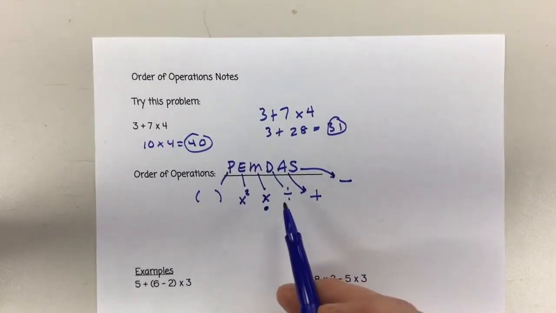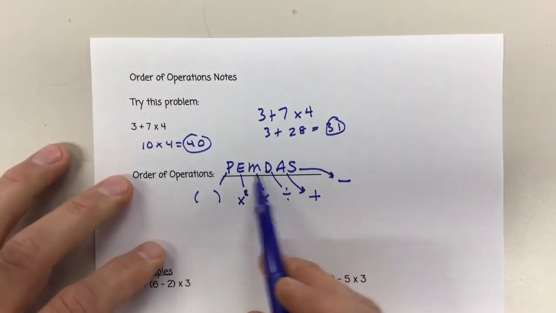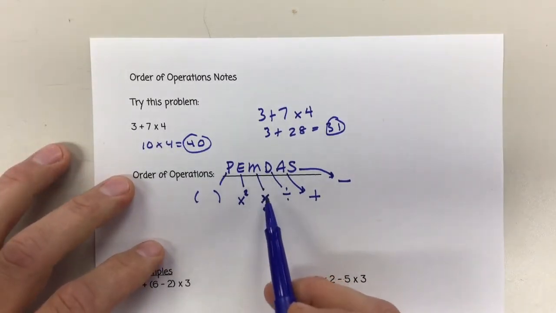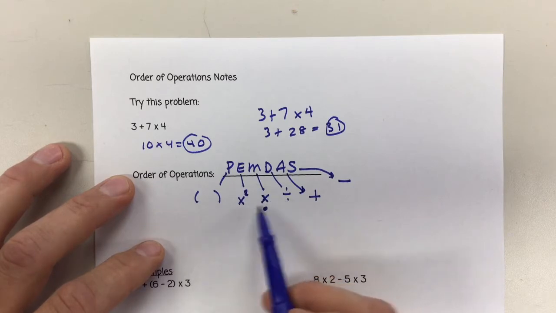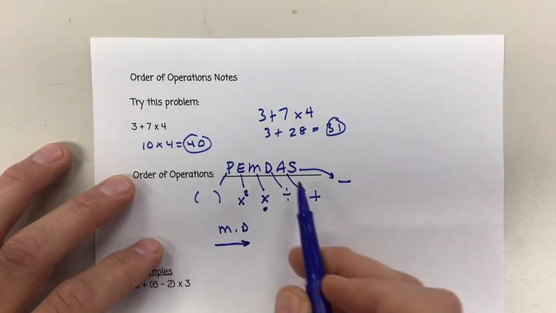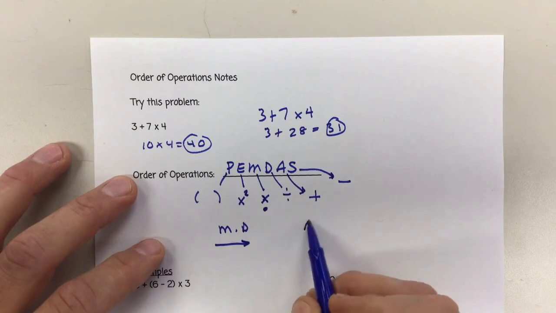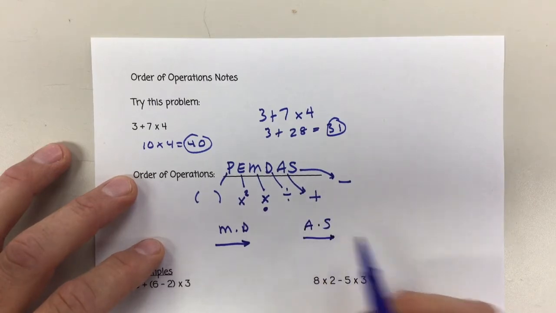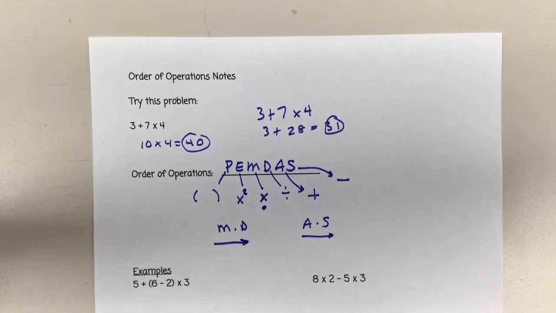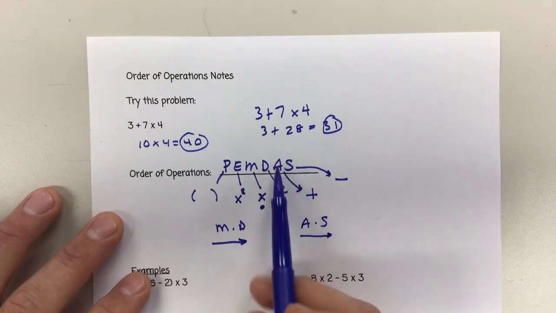Now, there are a couple little disclaimers. If the problem only has multiplication and division in it, then you can just do whatever comes first in the problem and just do it left to right. So if it's just multiplication and division, you just go left to right. The same thing is true with addition and subtraction. If the only thing left in the problem is addition and subtraction, then you can just do addition and subtraction from left to right. But in general, any multiplication or division should come before any addition and subtraction.